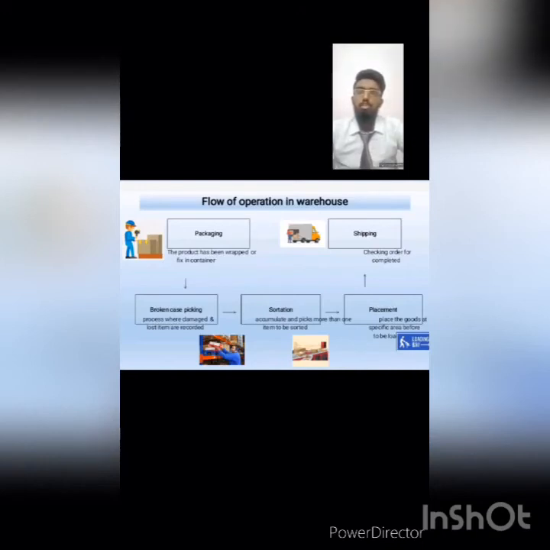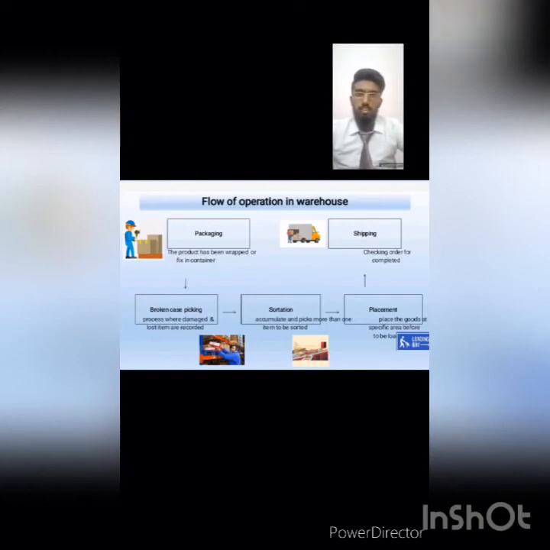Final flow of operation in the warehouse is shipping. Shipping is the final warehouse process and the start of the journey of goods from the warehouse to the customers. Shipping is considered successful only if the right order is sorted and loaded, dispatched to the right customer, travels through the right transit mode, and is delivered safely and on time.